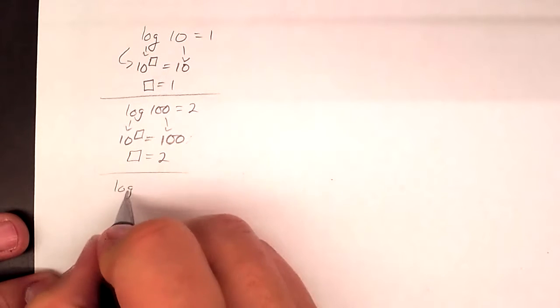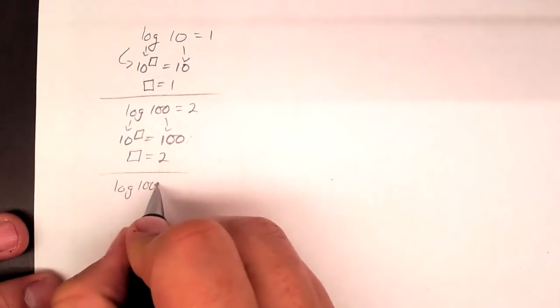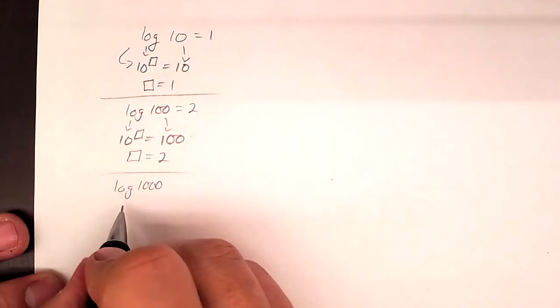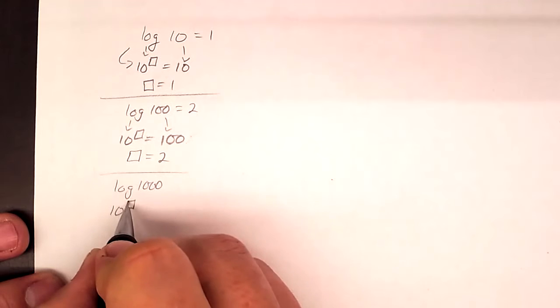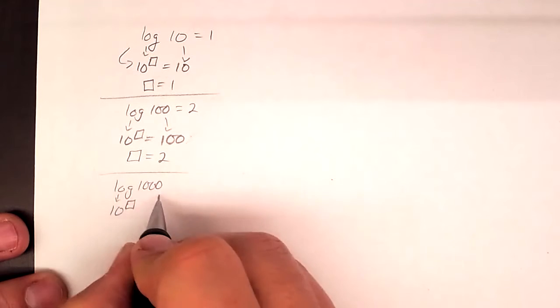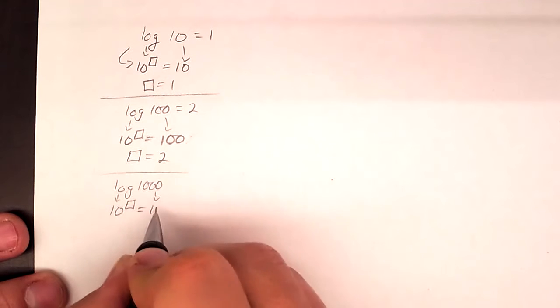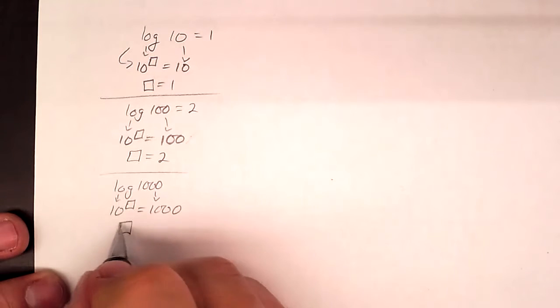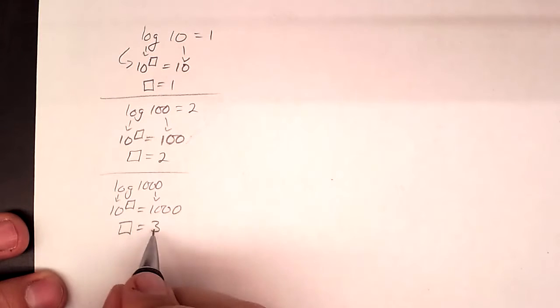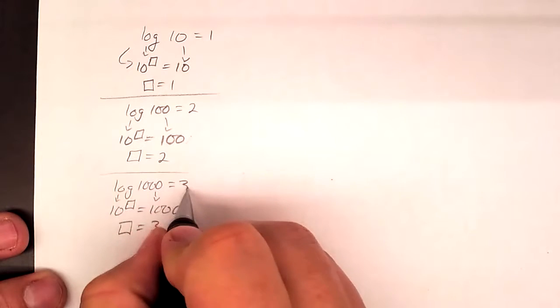So what's log of 1,000? Take a moment and think it out. This means 10 to the something power, and this means it's equal to 1,000. What's the exponent you've got to stick on 10 to get 1,000? The box is 3. What's in the box? 3 is in the box. So log of 1,000 is 3.